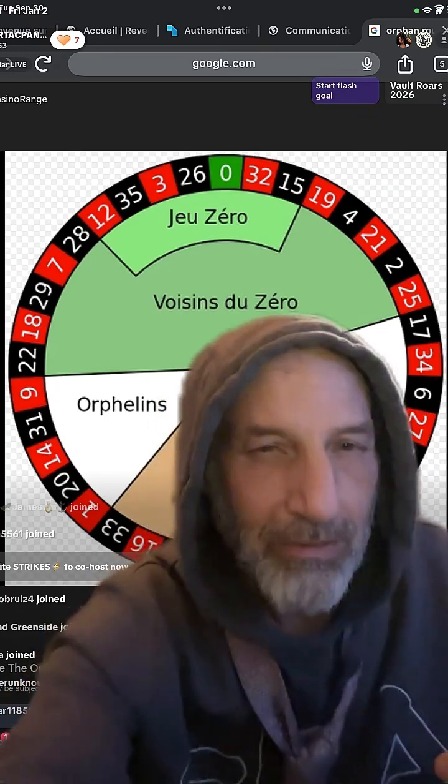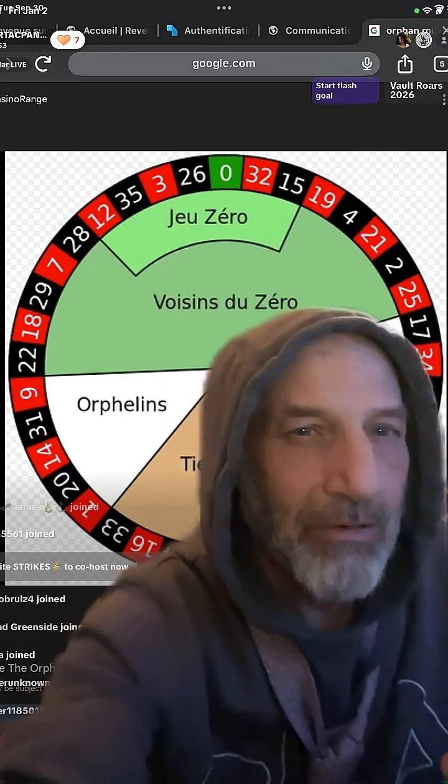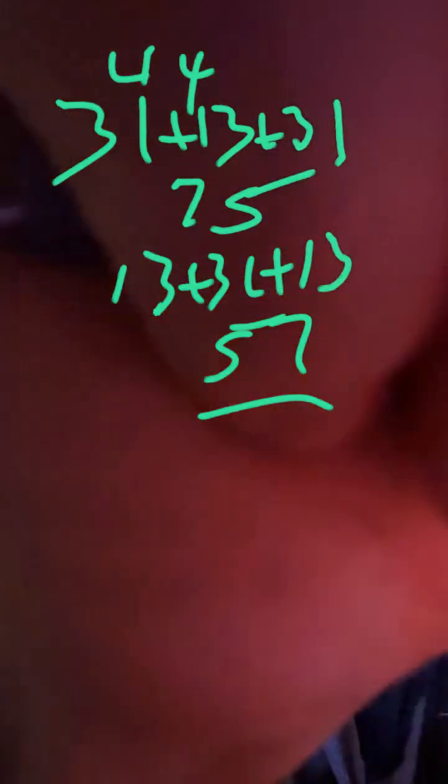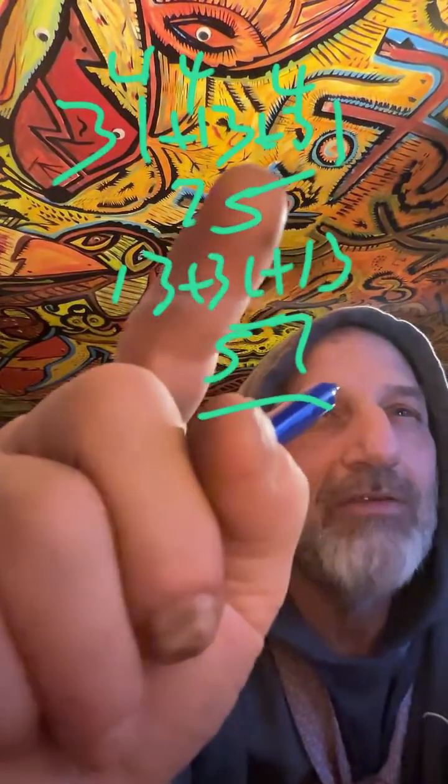3131313. Three, 1, and 13, and 31 equals 75, just like we saw. And 13, and 31, and 13 equals 57, just like we saw. And each one of these ones and threes equals 4, 4, 4, 4. Right? So does that mean it's 35, 17, 35? Is there an equate? I have to write that one down. Hold on.